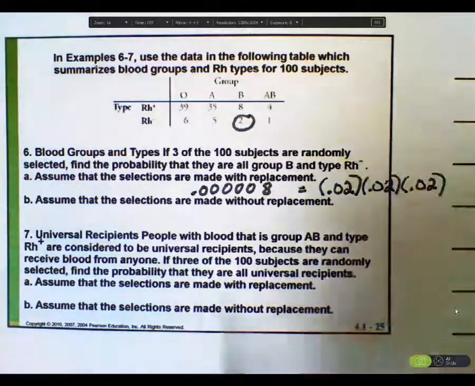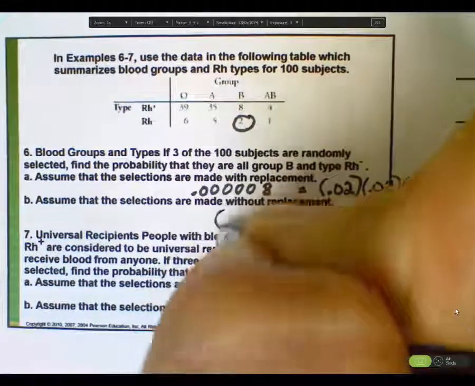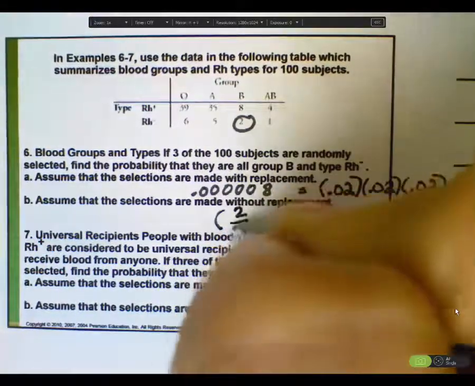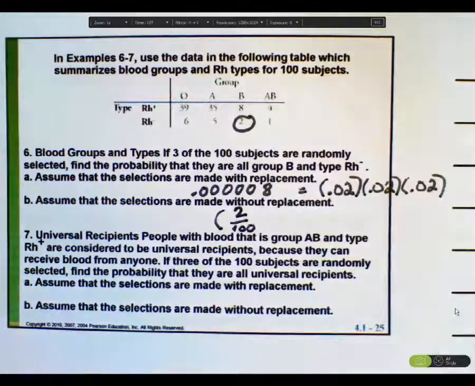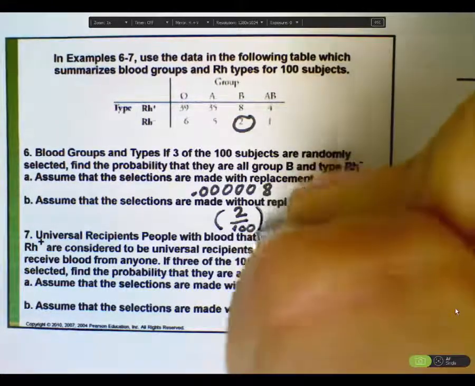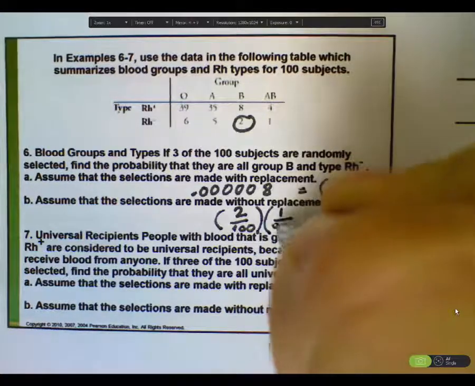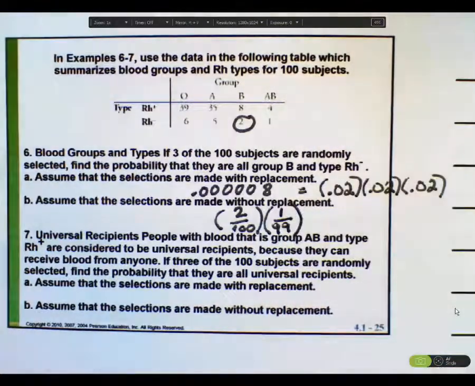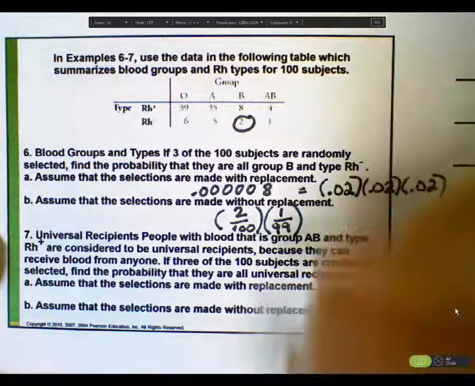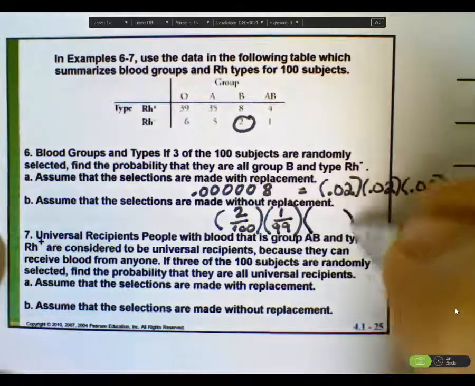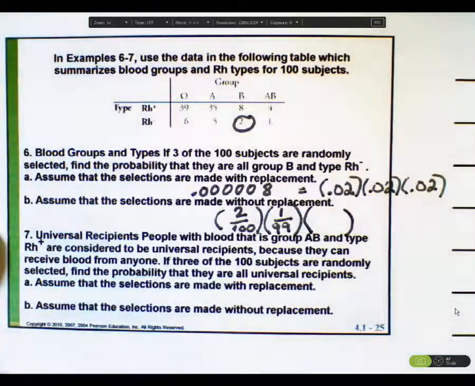Well, the first person would have a 2 out of 100 chance of being that group and that type. I could have written it as 0.02 again. Without replacement, then the second person only has a probability of 1 out of 99 being group B and Rh negative. And if I don't put that person back, what chance does the next person have of being group B and Rh negative?